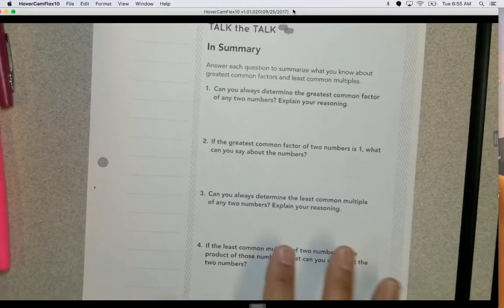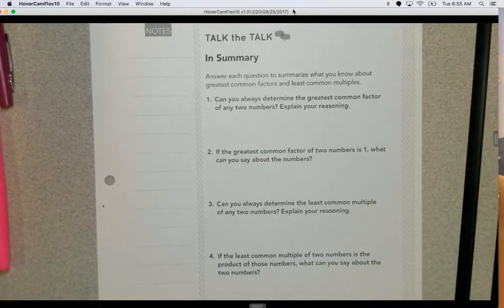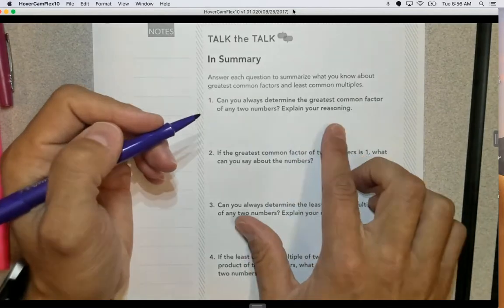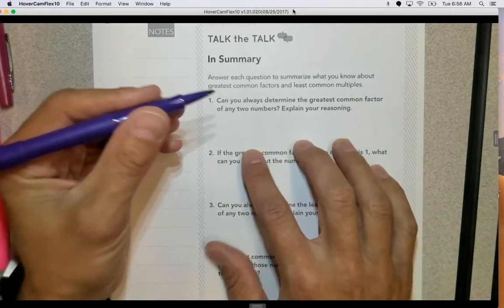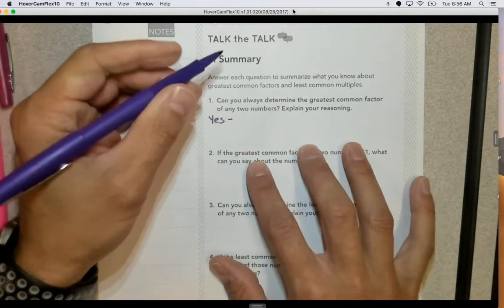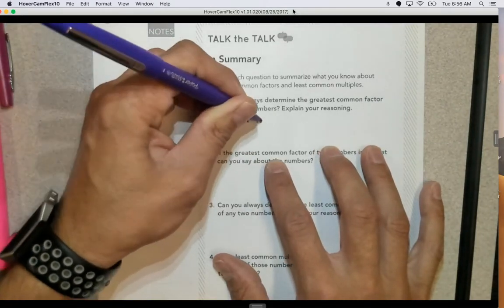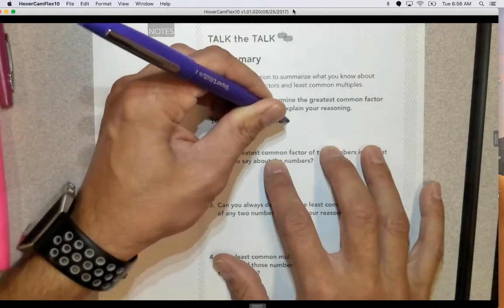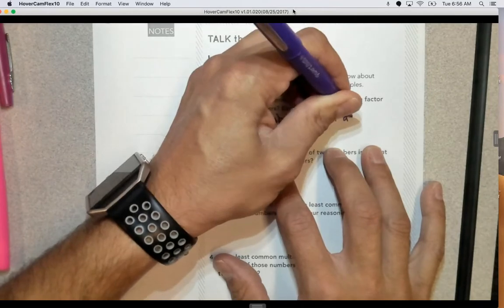All right, talk the talk. In summary, answer each question to summarize what you know about greatest common factors and least common multiples. 1. Can you always determine the greatest common factor of any two numbers? Explain your reasoning. Yes. All numbers have 1 as a factor.